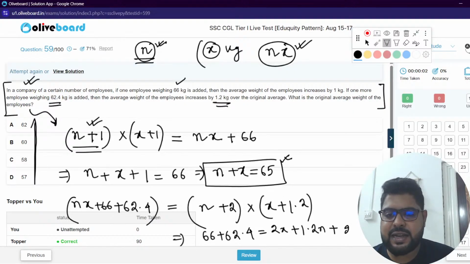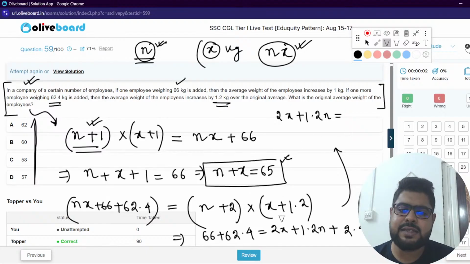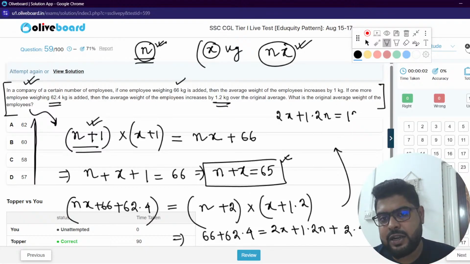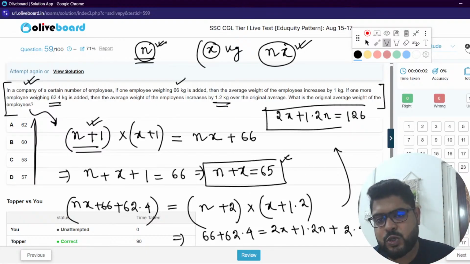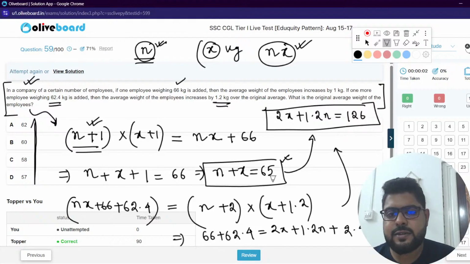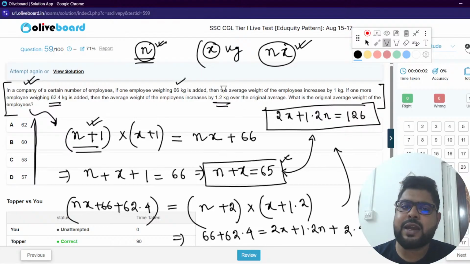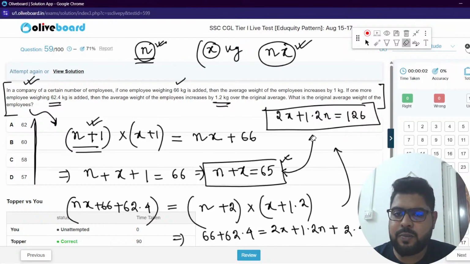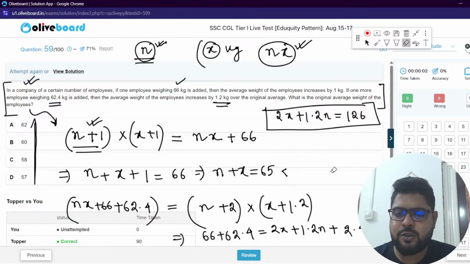2.4. So it is getting a little tricky. From there we can say 2x plus 1.2n. This will become 2.4 cancels. So that is 60, 126. So this is two unknowns, two equations. And from there you can calculate and get the value, but again it will be a little on the lengthier side.